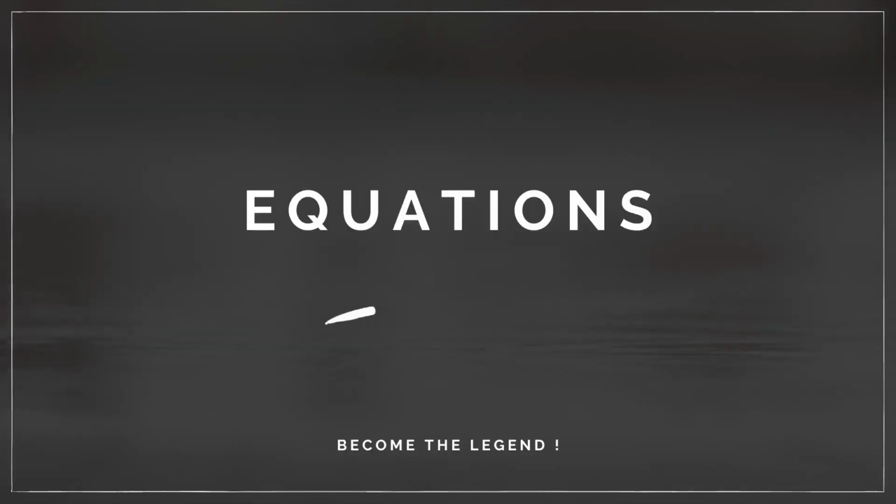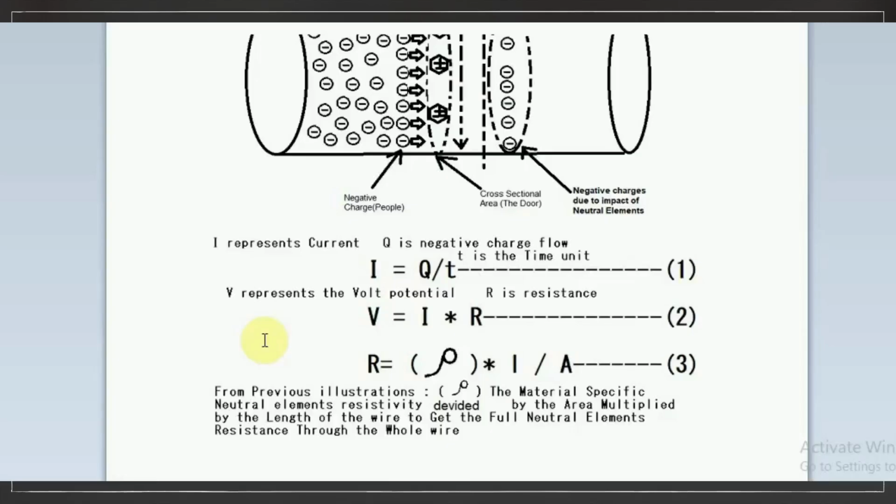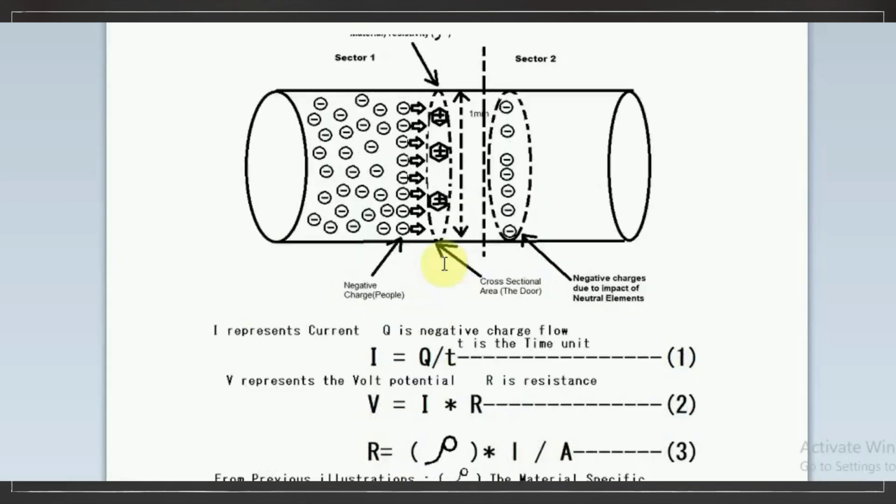We're going to describe also that volt equals the current multiplied by the resistance. Now let's take this further on our example. We have a neutral element in this cross-sectional area. Let's multiply all the cross-sectional areas with all the neutral elements.